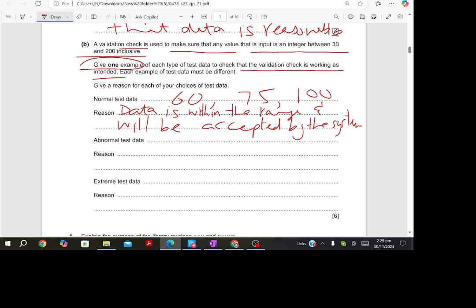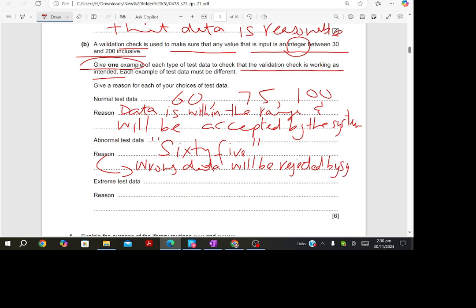Abnormal test data. Now they said that input should be an integer value. For abnormal, I can write 65 in double quotes as well. So why will this be rejected? Because this is the wrong data and the system should reject this. Wrong data will be rejected by the system.